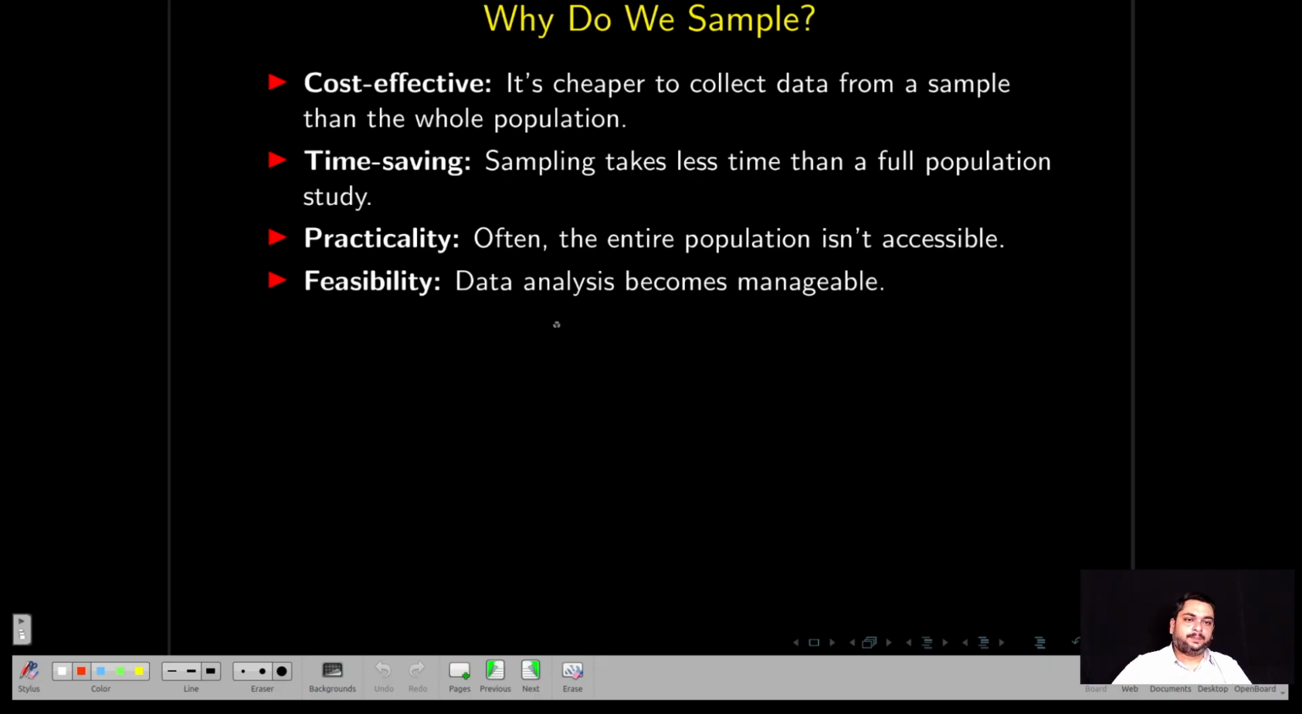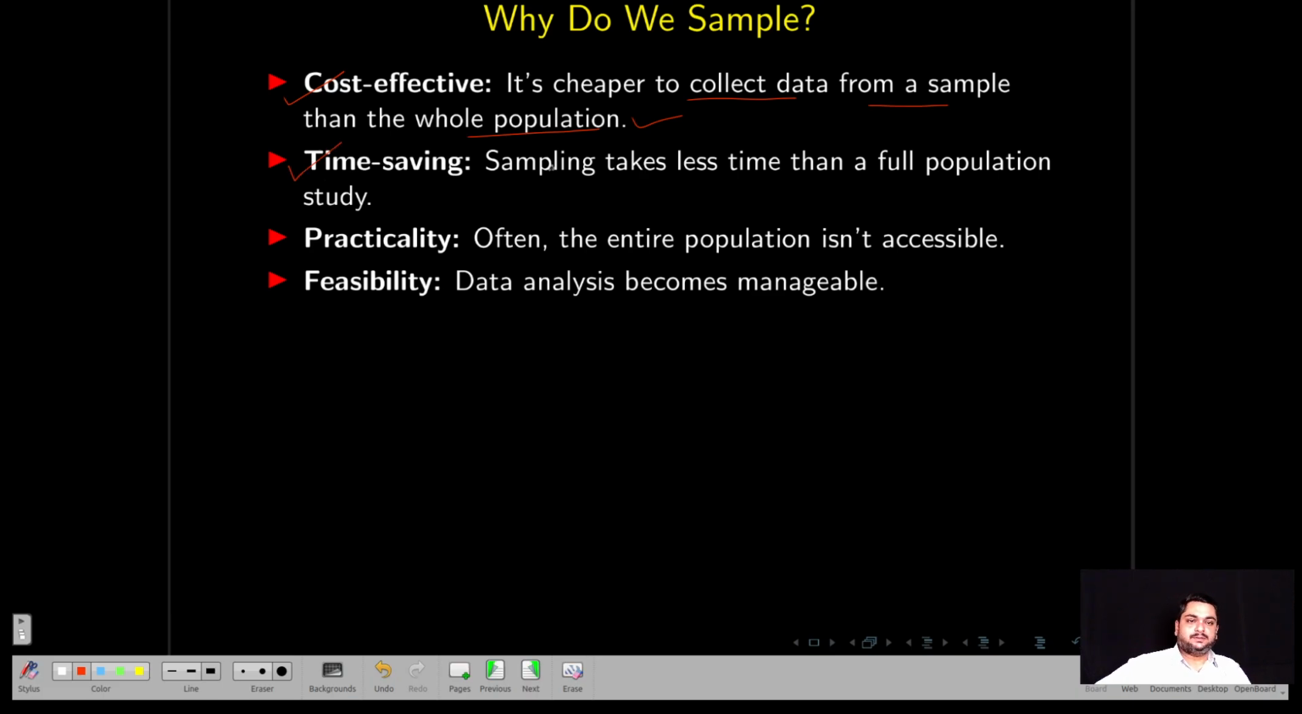Now, the basic question: why do you need a sample? From the entire population, why should I take a sample? The first thing is it is cost effective. It's cheaper to collect data from a sample than from the whole population, right? So if there are 10 crore people, it's very difficult. If I ask you to only take a sample of 50,000 people, it becomes cost effective.